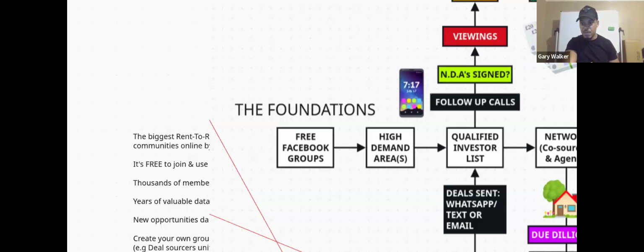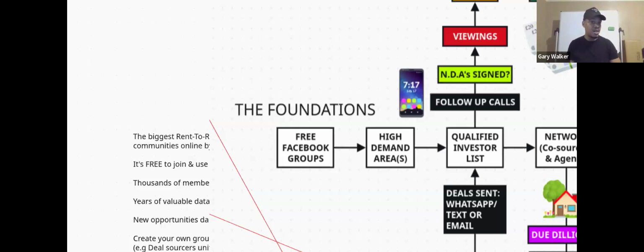Investors don't even ask if I've already seen the property, or if I'm going to be at the property to view it with them. It's not relevant. It doesn't really matter when you really think about it. Again, I've been doing this for a very long time. I've sold hundreds and hundreds of deals, hundreds and hundreds of properties.